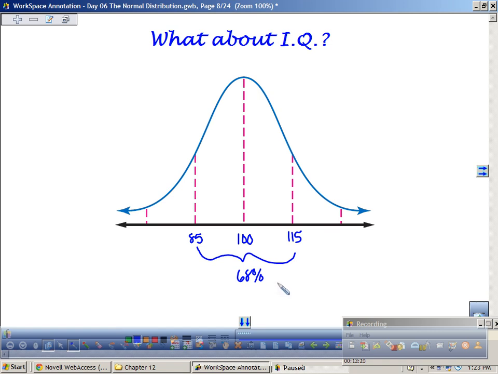Now, is it making sense? Everybody in the world? No, 68% of the entire population have an IQ between 85 and 115.